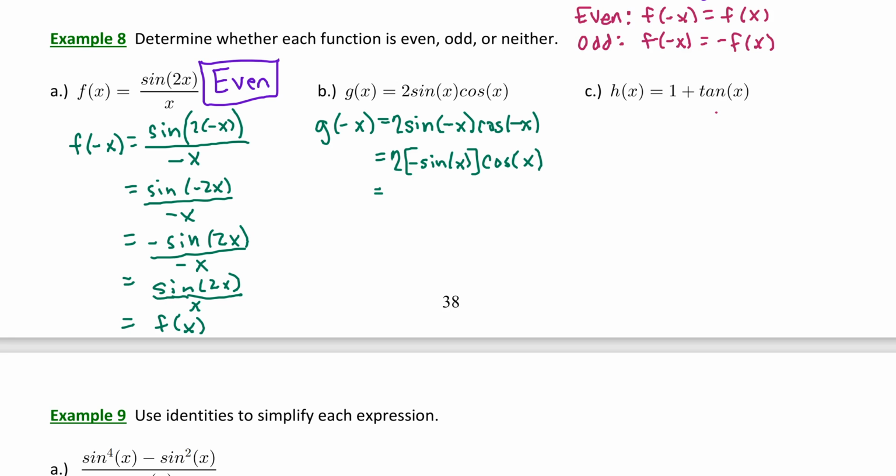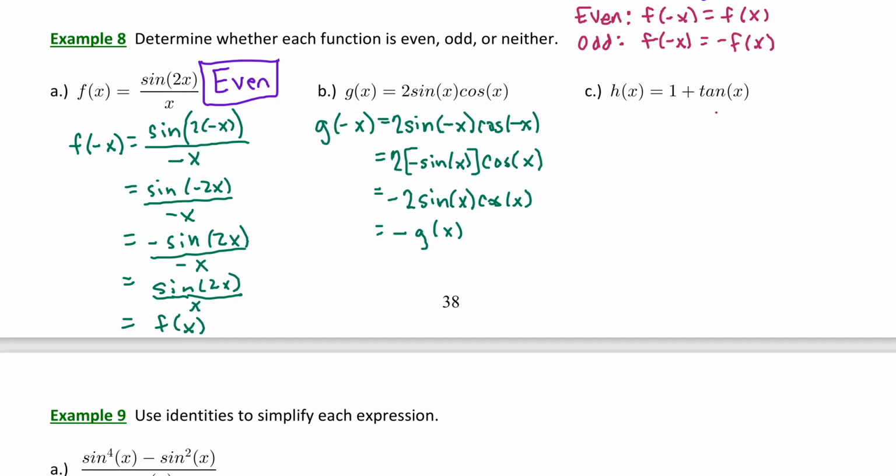If I move that negative all the way to the left of the coefficient, I can simplify the expression as negative 2 sine of x times cosine of x. Notice this is exactly opposite in sign of the original function that we began with.